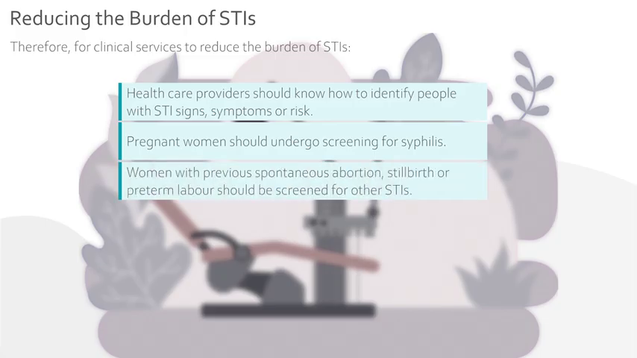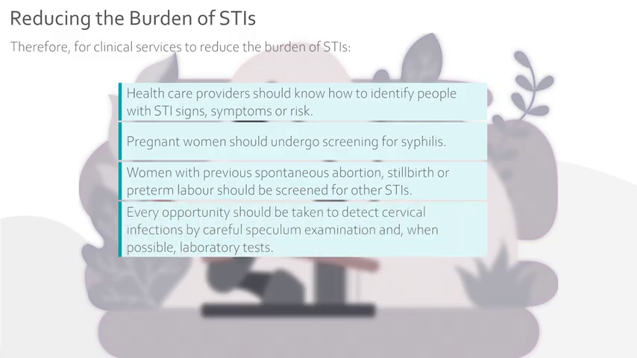Women with previous spontaneous abortion, stillbirth, or preterm labor should be screened for other STIs, including syphilis, gonorrhea, and chlamydial infection, and for presence of trichomoniasis and bacterial vaginosis. Every opportunity should be taken to detect cervical infections by careful speculum examination and, when possible, laboratory tests.